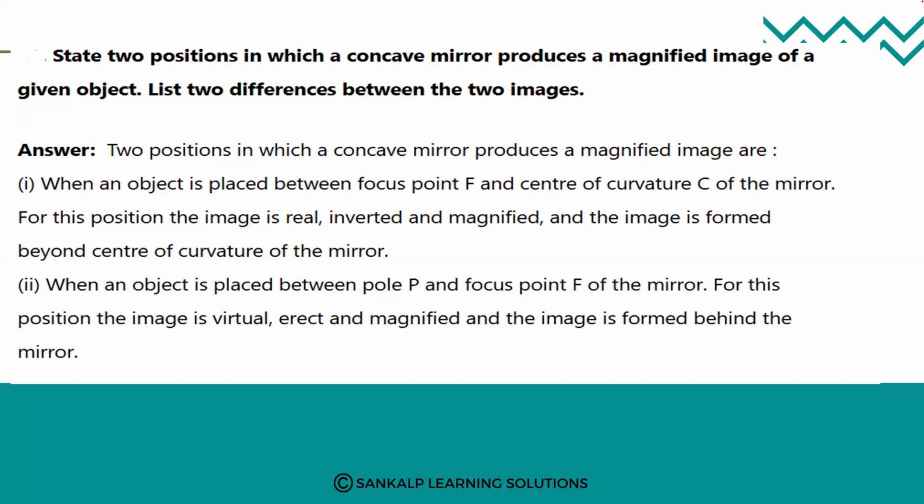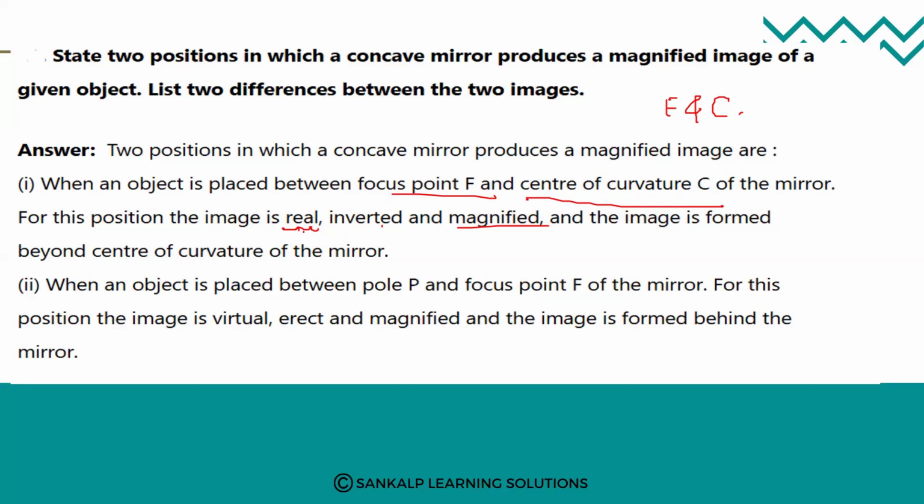So, two positions in which a concave mirror produces a magnified image. One is when an object is placed between focus point F and center of curvature C, between F and C. When the object is between F and C, then you will get a magnified image. For this position, the nature of the image is real, inverted, and magnified. And the image is formed beyond the center of curvature of the mirror.